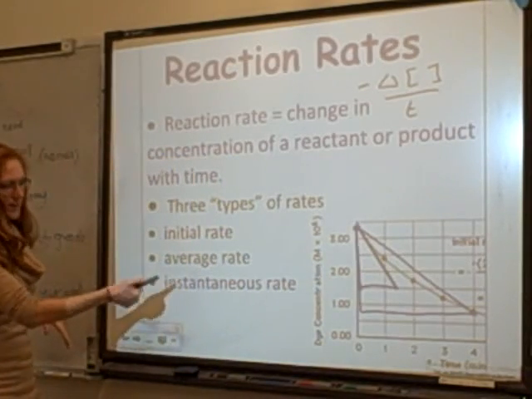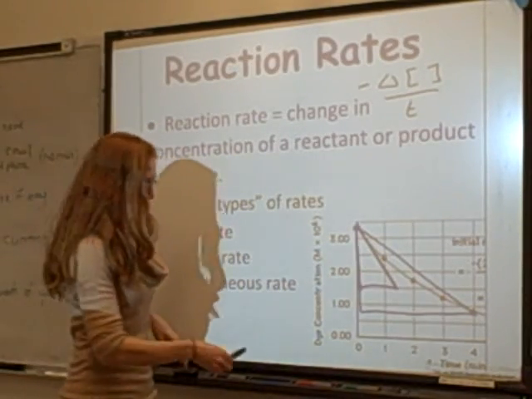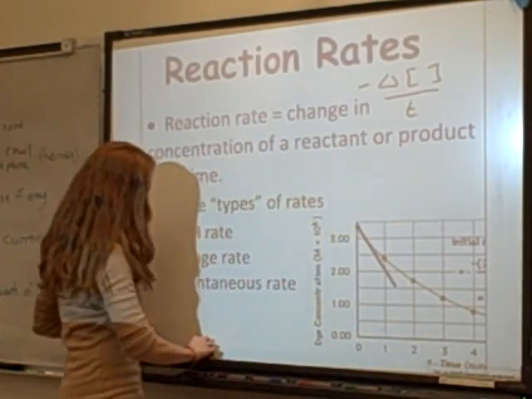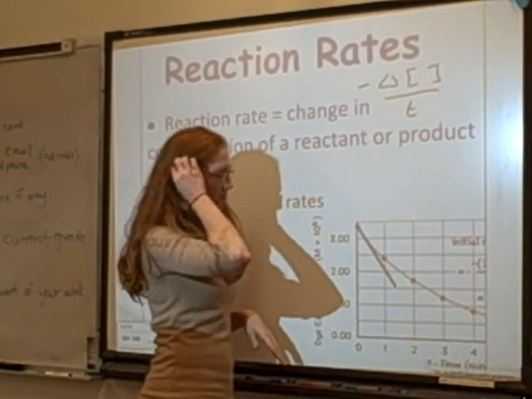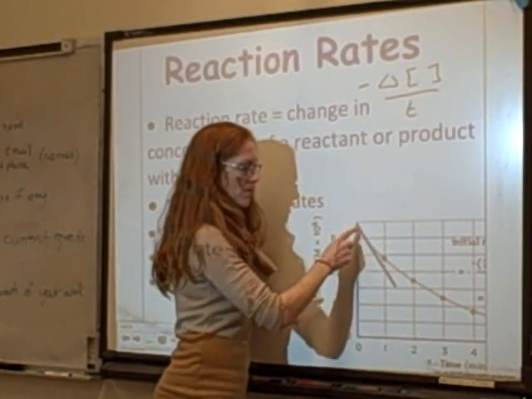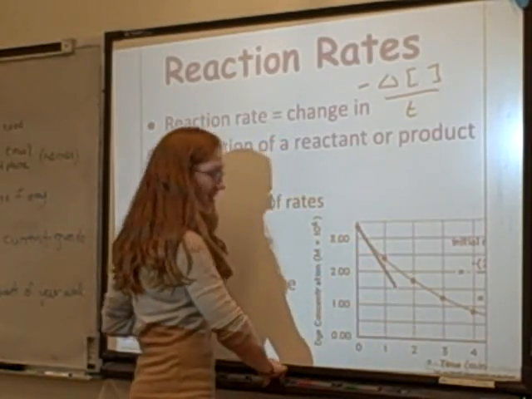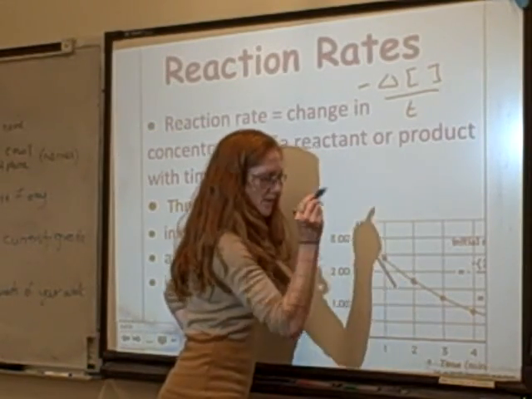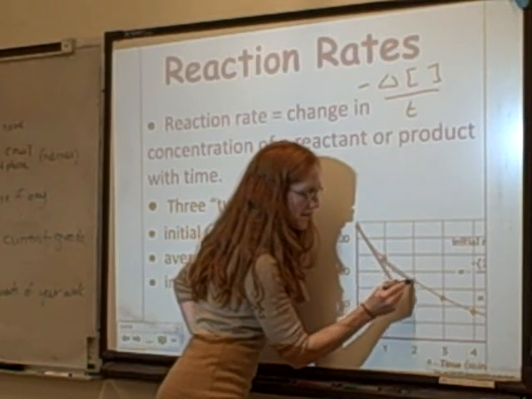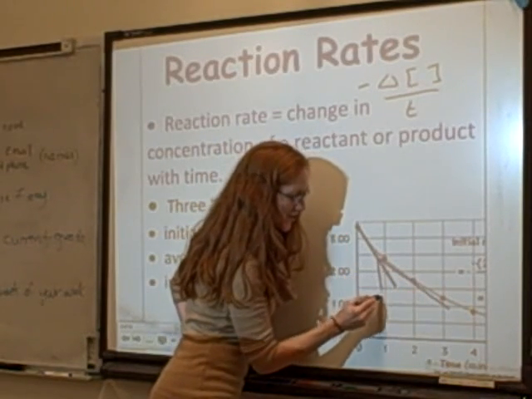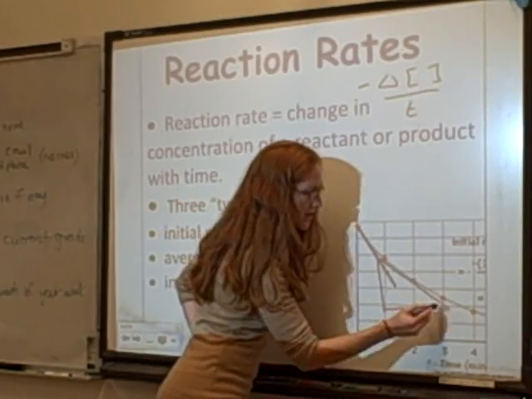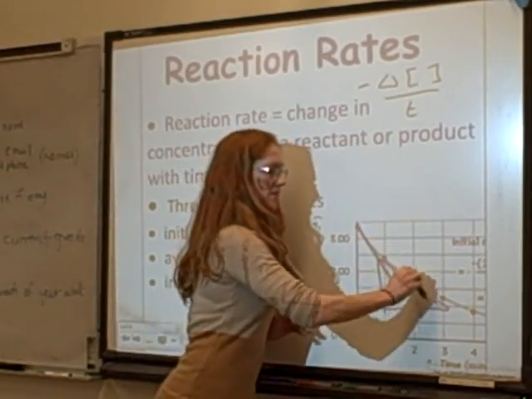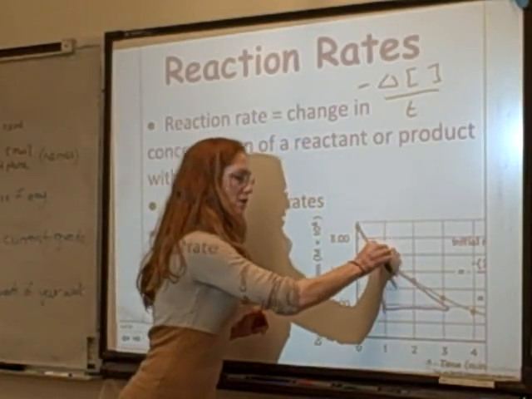So instantaneous rate would be if you chose any point on your curve. So I've got this graph which is showing concentration versus time of a reactant, and it's decreasing. Sorry, I didn't explain that first. If I looked at instantaneous rate, I would take any point on the curve and I would draw a tangent line at that point, and I would say what is the change in concentration over the change in time, and that would be the instantaneous rate. So the instantaneous rate can tell you the rate at any point in time during the reaction. How fast is it happening now?